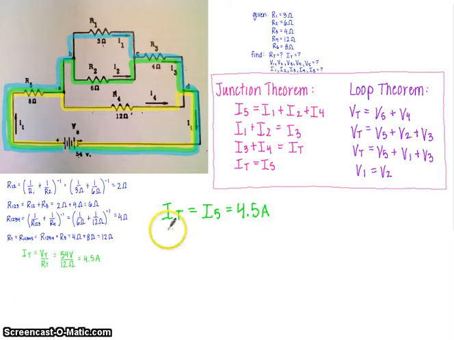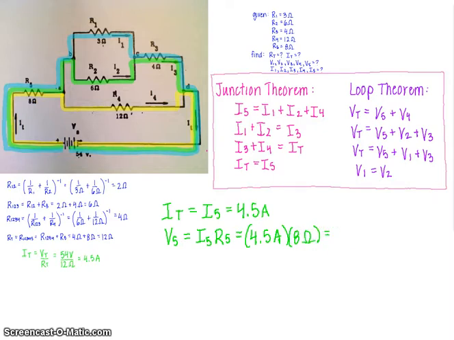Once you have I5, you can find V5. V equals IR, so V5 equals I5 times R5. You're going to do this several times throughout the problem. You'll find one variable and then you'll use V equals IR to solve for the related variable. So here we have 4.5 times 8 ohms, giving us 36 volts.